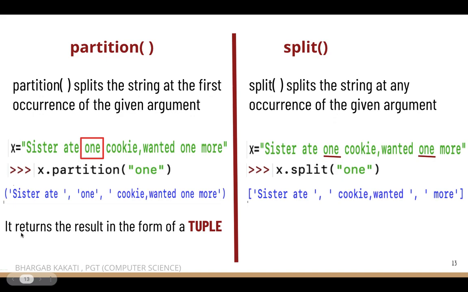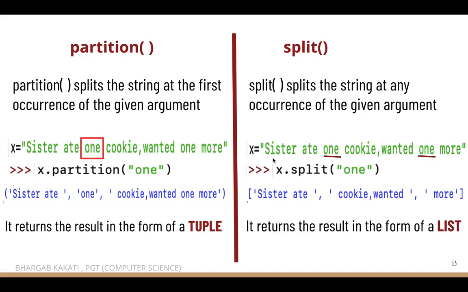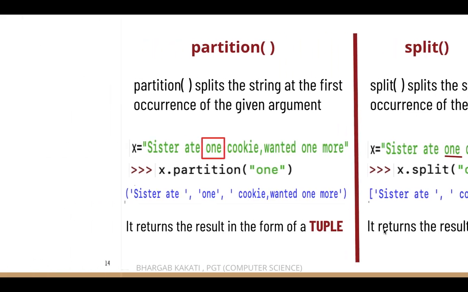Here partition returns the result in the form of a tuple. Look above, you will find that this is a tuple. How can we identify it? By the round brackets. If something is represented in round brackets, that means it is a tuple. But in case of split, it returns the result in the form of a list. You will find that it is a list.